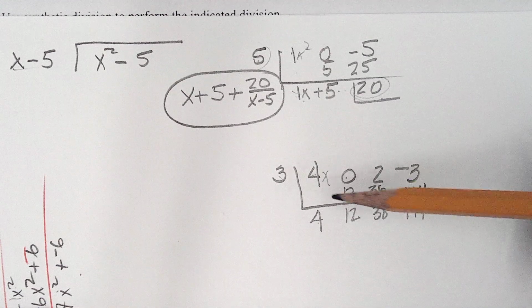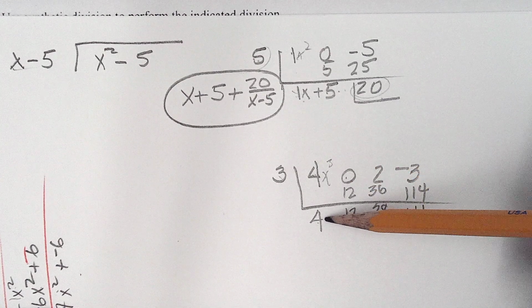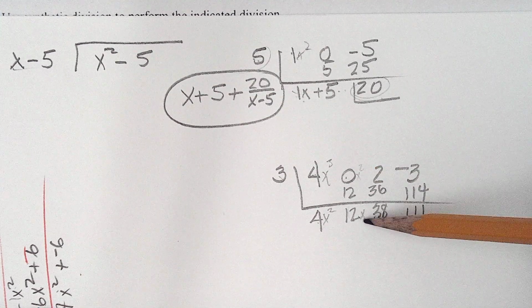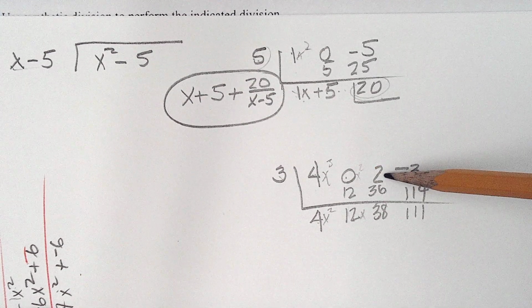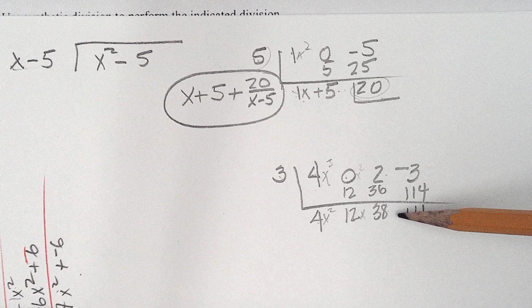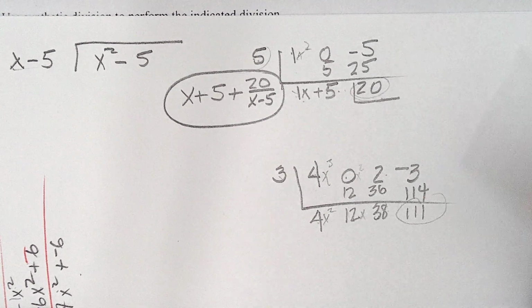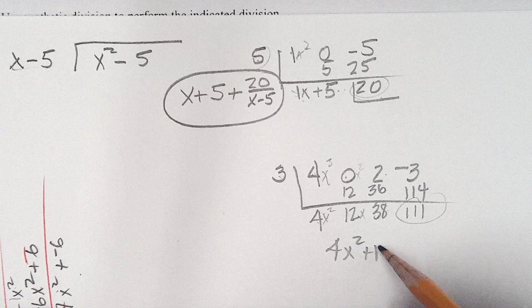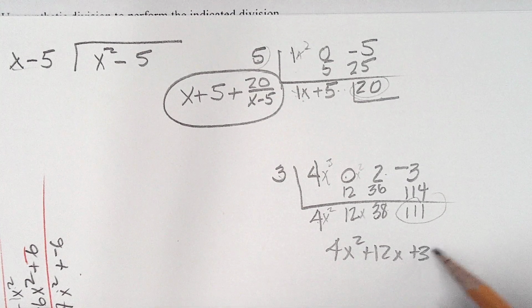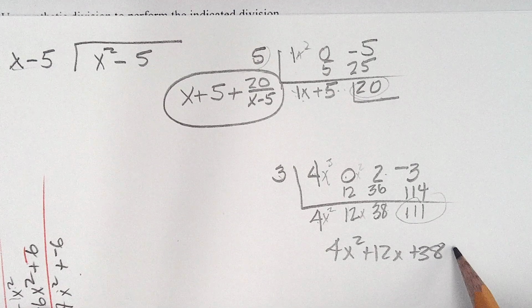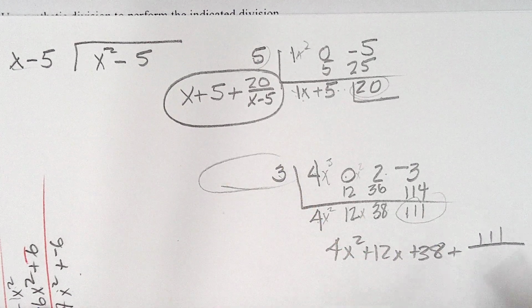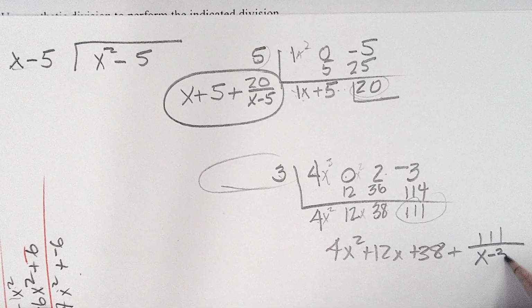this was x to the third, so this becomes x squared. This was x squared, becomes x. This was x to the first, it goes to the constant. And this is the remainder. So my answer is 4x squared plus 12x plus 38 plus 111 over what I was dividing by, which was x minus 3.